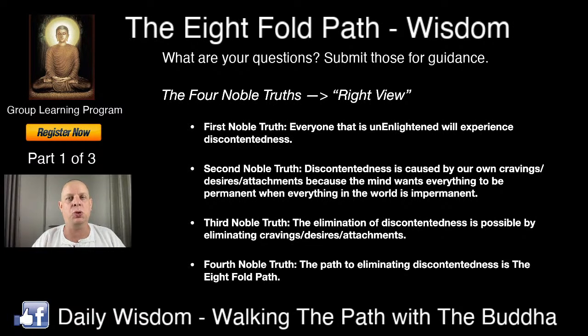Because the second noble truth is helping you to understand the cause of this problem is craving, desire, attachment, the mental longing and strong eagerness. The third noble truth is helping you to understand that the elimination of discontentedness is possible by eliminating cravings, desires, attachments, the mental longing and strong eagerness, the chasing after the objects of your affection. Essentially, the mind is undisciplined.